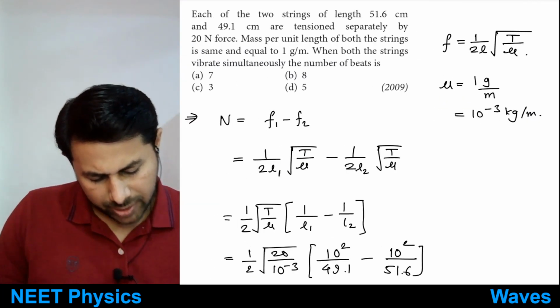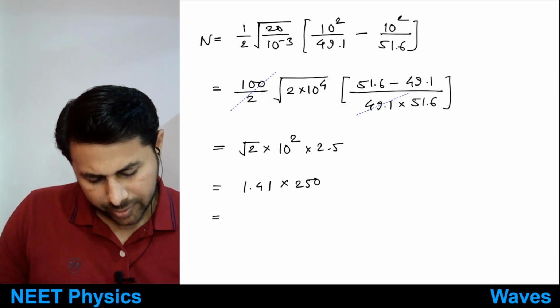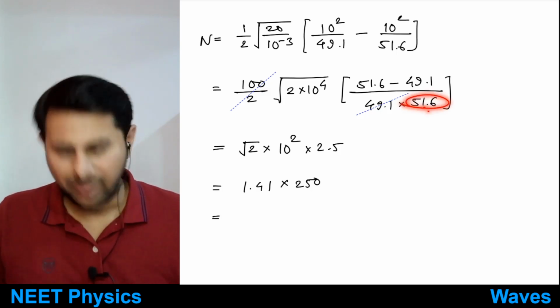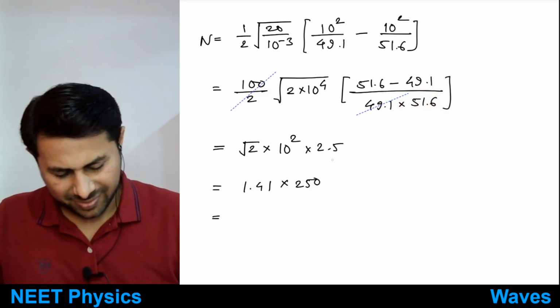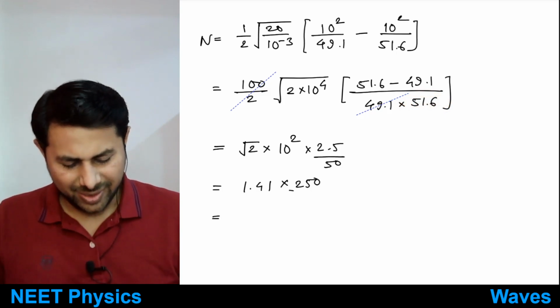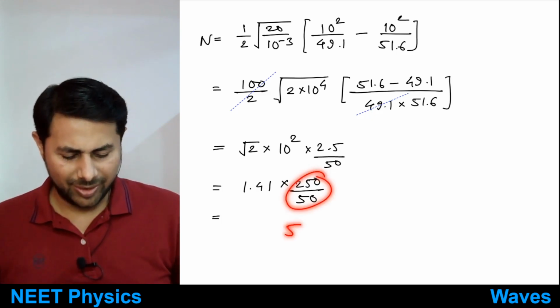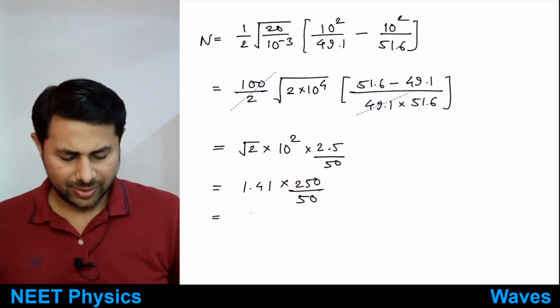Did we make some mistake in the point somewhere? Oh, this 50 is left, no? 150 is left. Divided by 50, divided by 50. So this thing would be equal to 5. 5 multiplied by 1.41. How much?